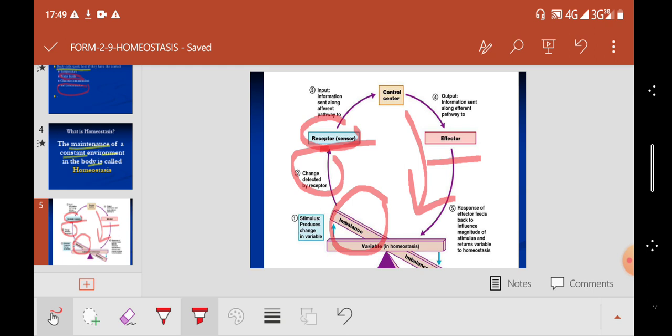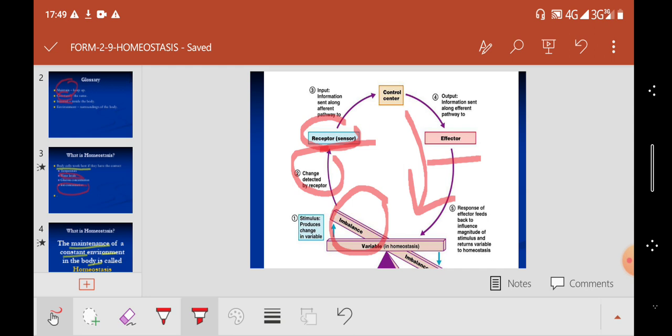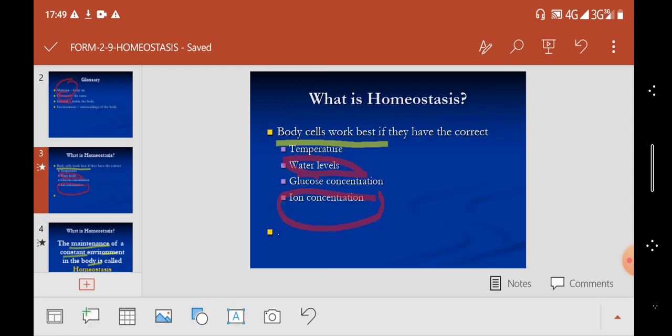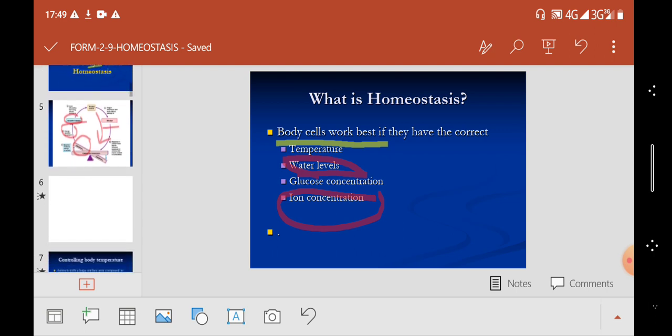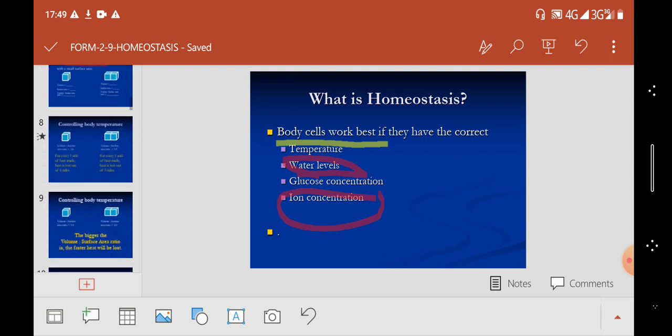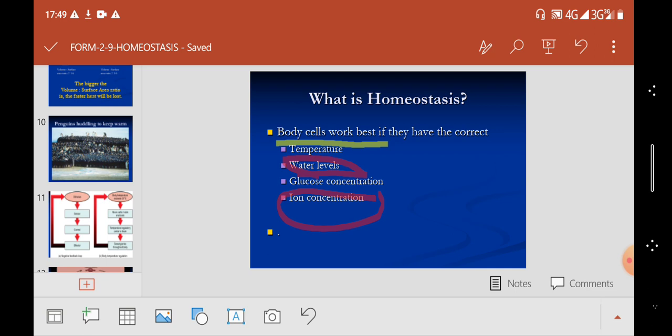So every time a factor is corrected, we call it negative feedback. If temperature is brought back to normal, that is negative feedback. If water concentration is brought back to normal, that is negative feedback. If glucose concentration is brought back to normal, that is negative feedback. But if all these fail to happen, then it is positive feedback. And positive feedback will always bring about a disease.